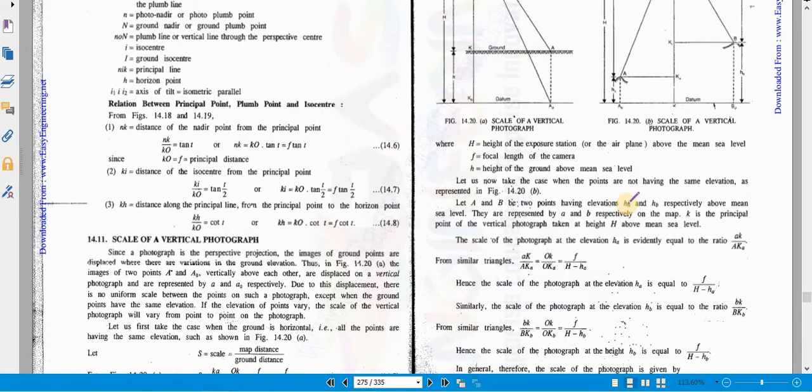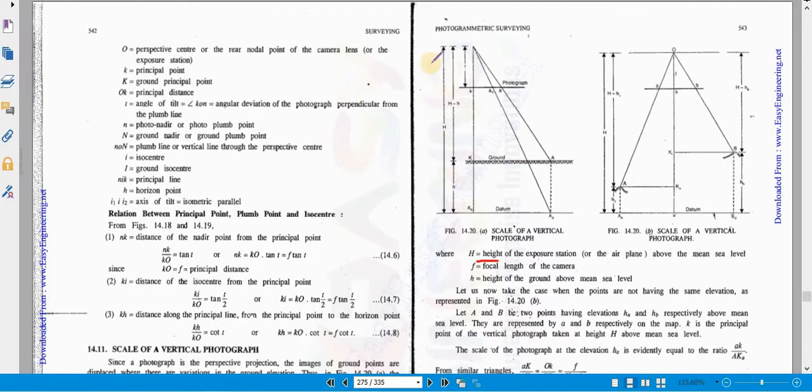Here, capital H is the height of the exposure station. This is the total height from where the photograph has been taken, above the mean sea level. Small f is the focal length of the camera, and small h is the height of the ground above the mean sea level. Suppose this is the ground, and its height from the mean sea level is small h. With the help of these terms we can find out the scale of the photograph.